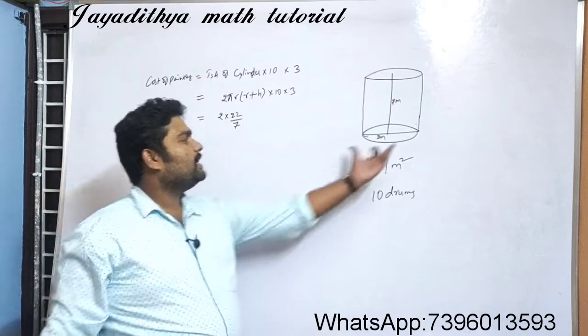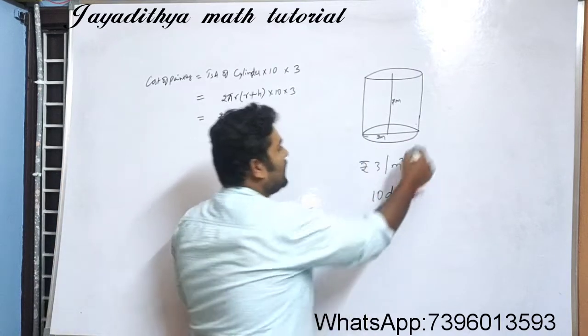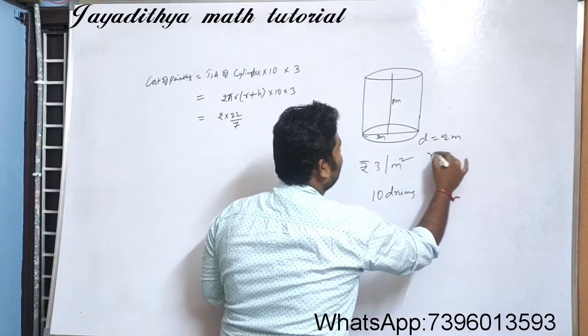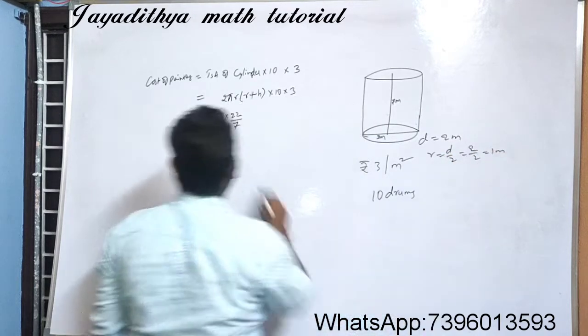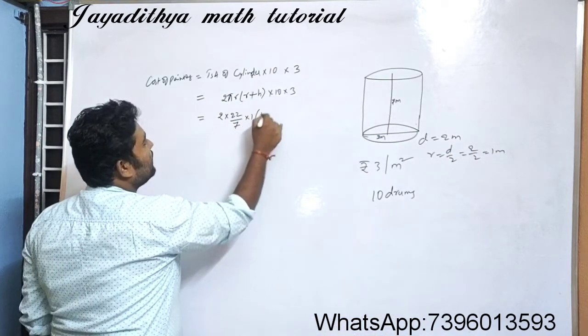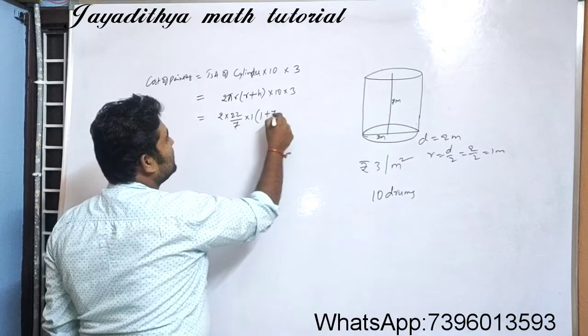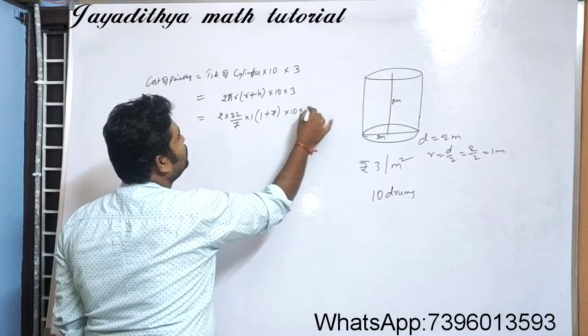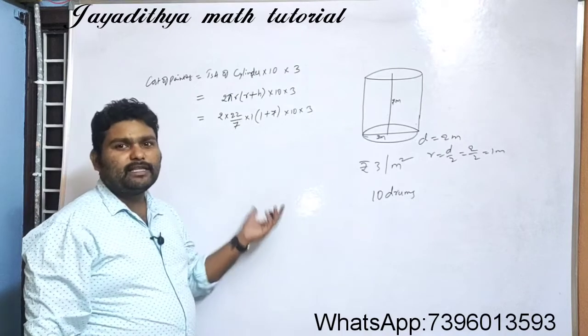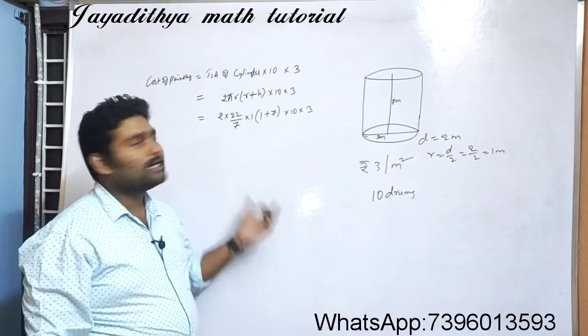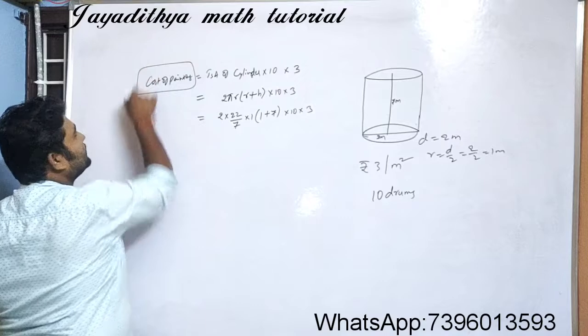And what will be r here? The diameter is 2. So if diameter is equals to 2 meters, r will be d by 2, which is equals to 2 by 2 is equals to 1 meter, right? So r will be only 1 here. And 1 plus h is equals to how much now? 7 into 10 into 3. If you simplify this one, directly you will get the answer for cost of painting.